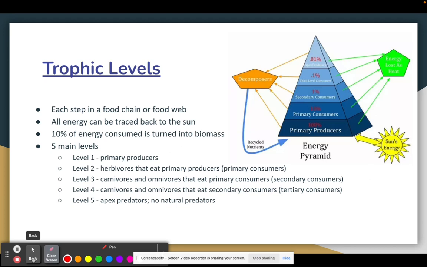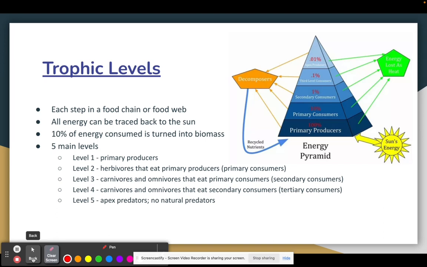And then finally, you have your apex predators, which are the ones that have no natural predators whatsoever that will come and eat the third level consumer. Now, remember, all of these organisms, when they die, all of that energy and even their waste as well is broken down by the decomposers.